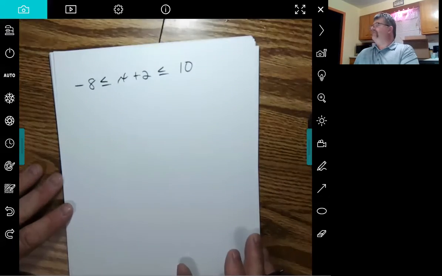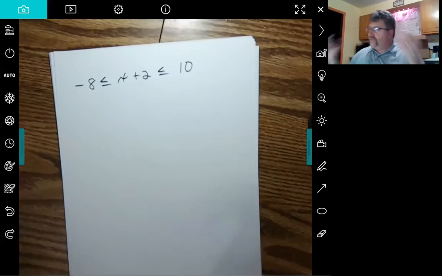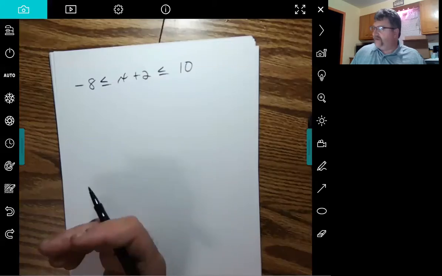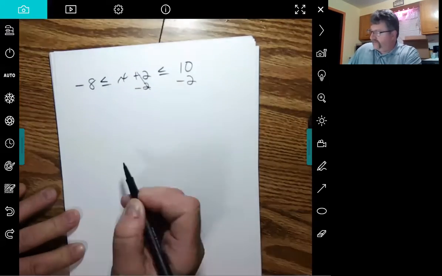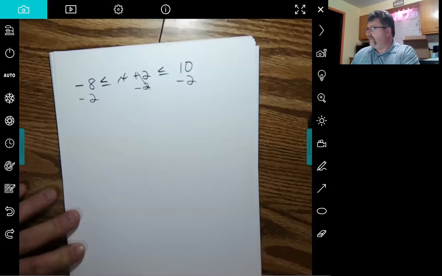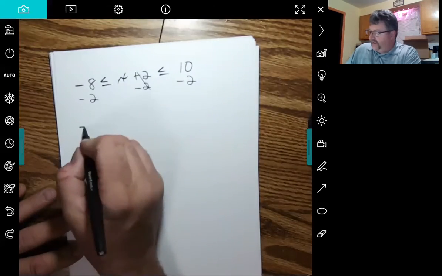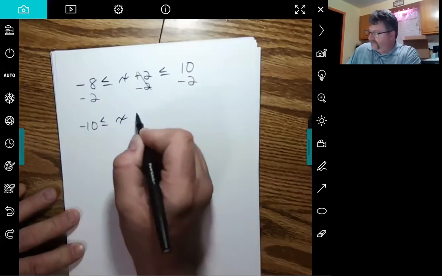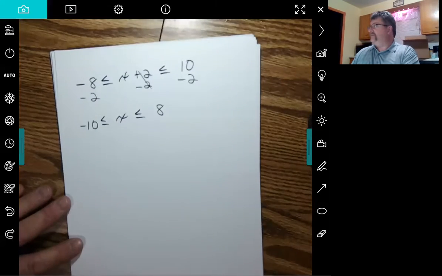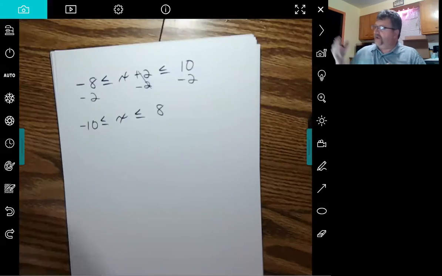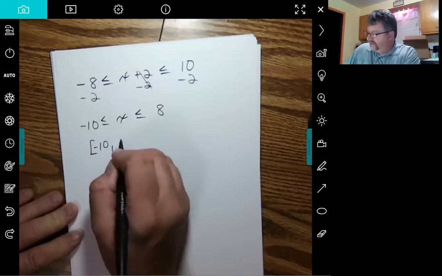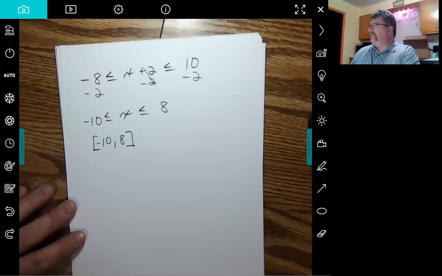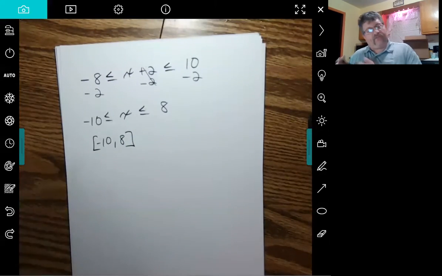You might have something like this, called a compound inequality. So it's like two problems in one. I'm going to solve them kind of simultaneously. I'm going to subtract 2 from here, which means I'm going to subtract it from here, and I'm going to subtract it from here. I'm working both ways. Well, what do I get here? -10 is less than or equal to x is less than or equal to 8. Okay, how do I report that answer? All numbers between -10 and +8, including -10 and +8. Okay, it would be that.